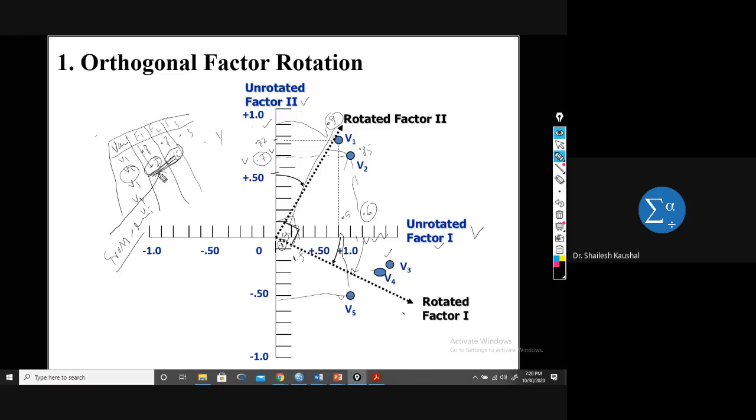We are confused, because we do not know whether to take this variable under factor 1 or factor 2, since it shows high values on both factors. To remove the cross loading problem, we rotate the factor. After rotating, this particular variable v1 is highly loaded on one particular factor, meaning 0.9, and on the other factor it gives the value 0.1.